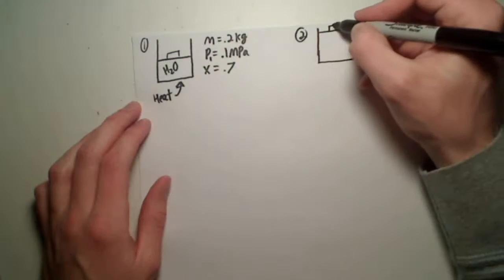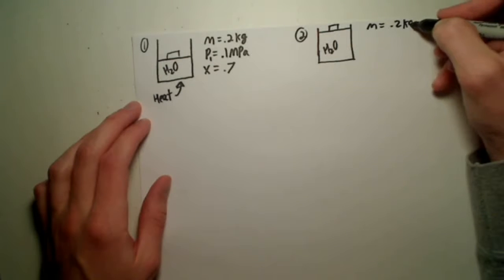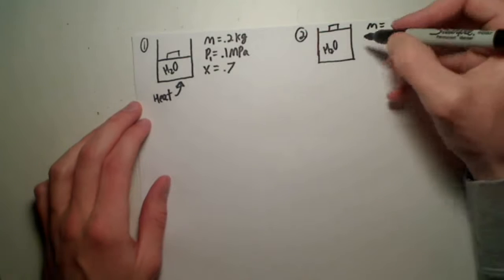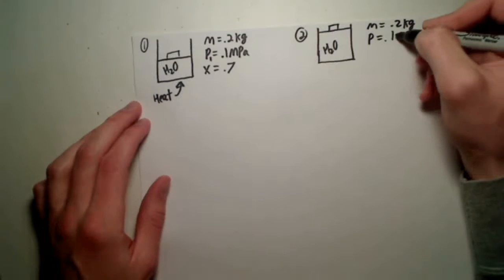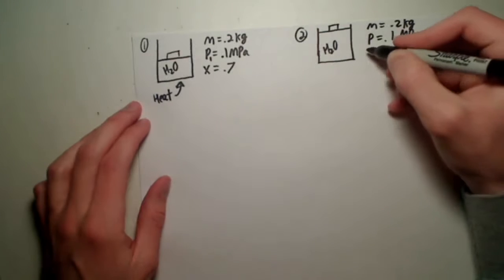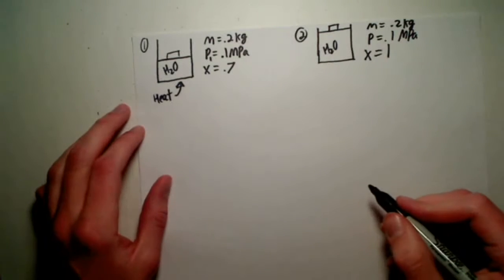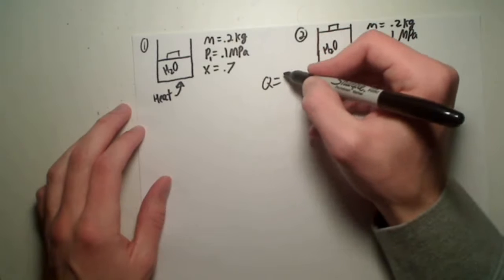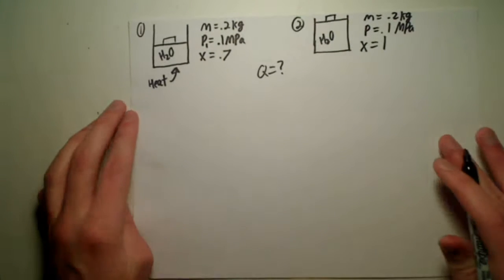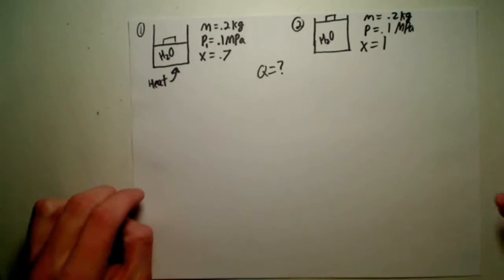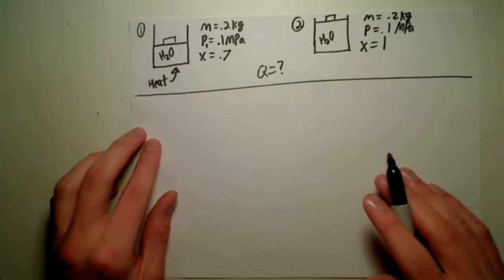So it's going to expand. It's still H2O. The mass is still 0.2 kilograms. That has not changed. We're not adding any mass. Its pressure still is 0.1 megapascals, and its quality is now 1. And I am asking, how much heat did I put into the system? If you want to try this problem yourself, pause it now, try it, and if not, I am going to do it for you right now.